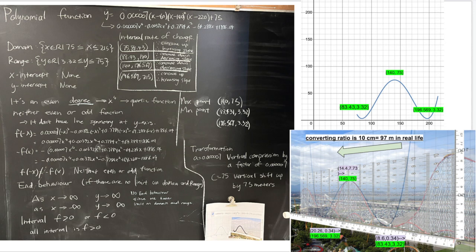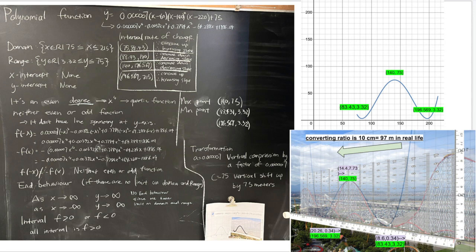So the domain is x belongs to the real numbers, and 75 is smaller than or equal to x, and x is smaller than or equal to 215. And the range is y belongs to the real numbers, and 3.32 is smaller than or equal to y, and y is smaller than or equal to 75 meters. And there will be no x-intercept and y-intercept. And this is an even degree function because it's a quartic function. And it's neither an even nor odd function. It doesn't have line symmetry at the y-axis. And f of negative x is not equal to negative f of x.